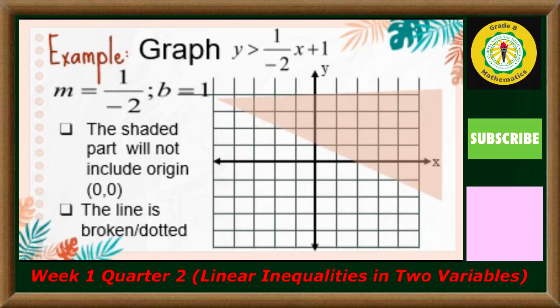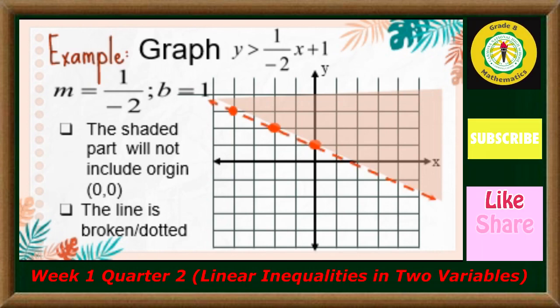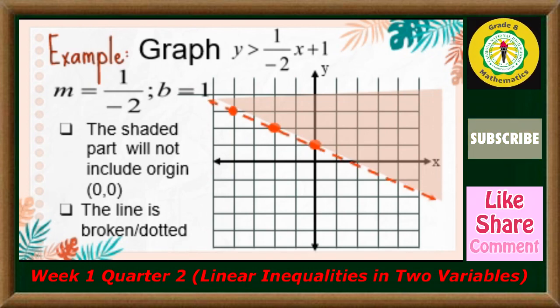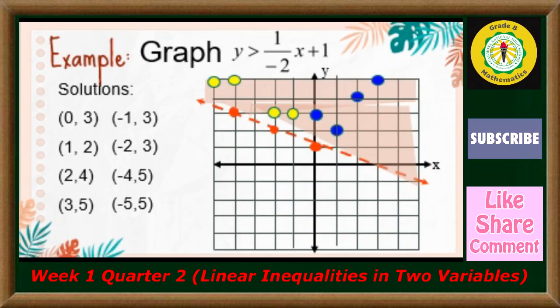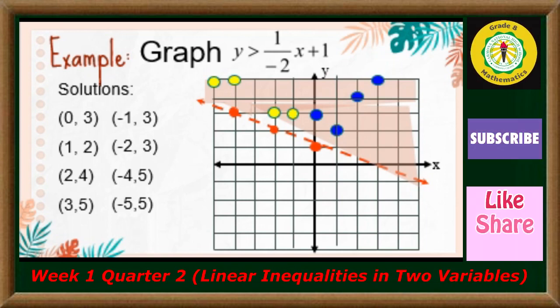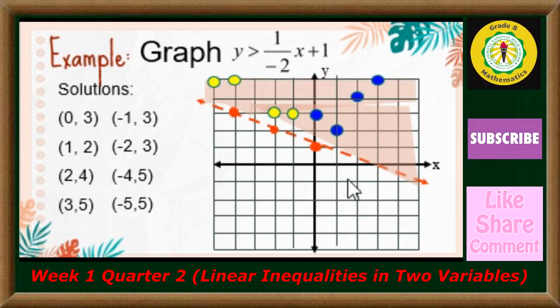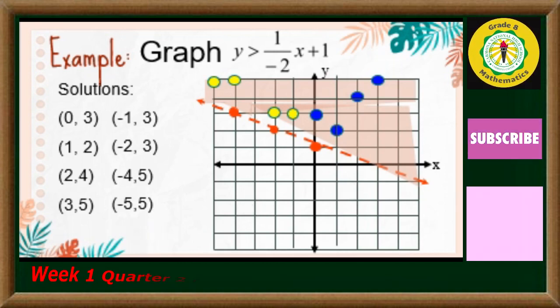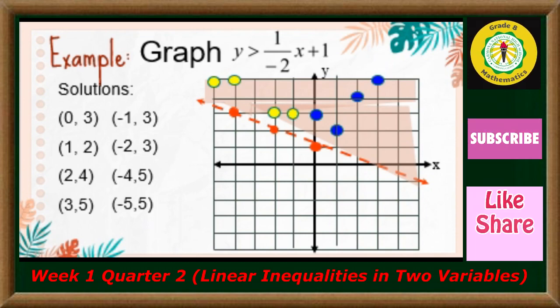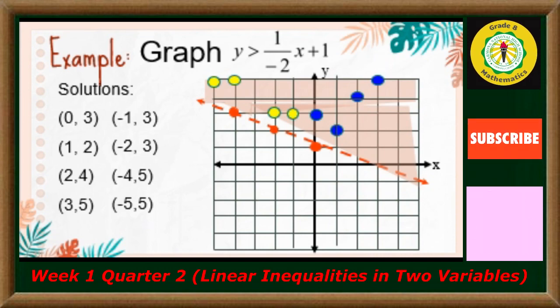The shaded part will not include the origin (0, 0). This is the y-intercept, which is 1, and our slope is negative 1 half. So the line is broken or dotted. Alright. Here are the solutions: (0, 3), (1, 2), (2, 4), (3, 5), (-1, 3), (-2, 3), (-4, 5), (-5, 5). So always remember, class, that a dashed line means the points on the line are not solutions.